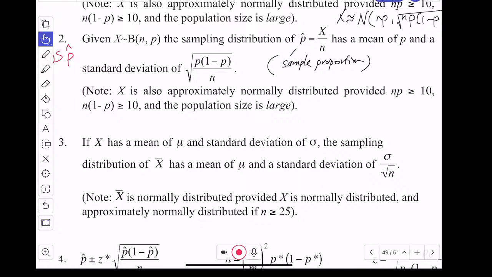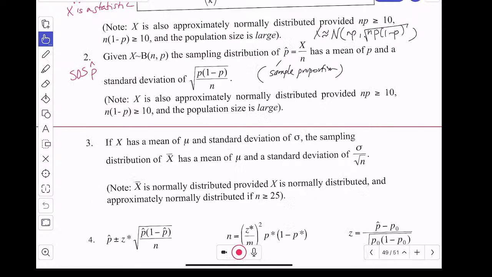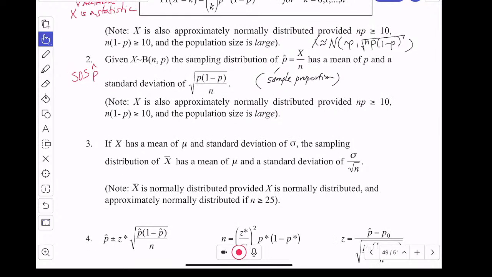So we've spent time talking about the sampling distribution of the sample count. We talked about the sample proportion, and now we're going to talk about the sample mean. The sampling distribution of the statistic x bar is what we're going to focus on next.